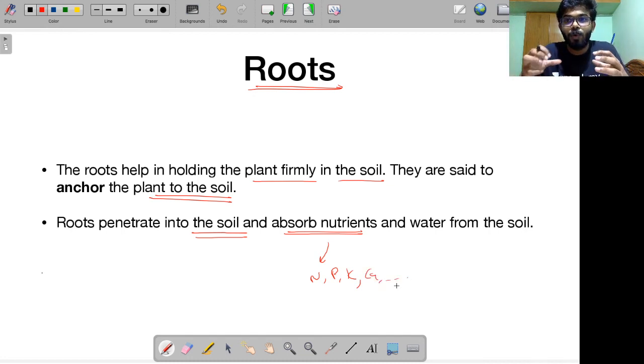So where are these nutrients being picked up from? They are being picked up from the soil. Who's helping the plant pick these things up from the soil? It is thanks to the presence of roots. Roots will pick them up and then it will be further given to different parts of the plant. Similarly, I just told you water is also taken up from the soil by the roots.